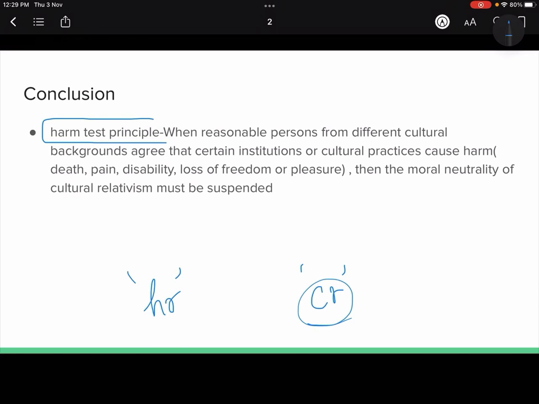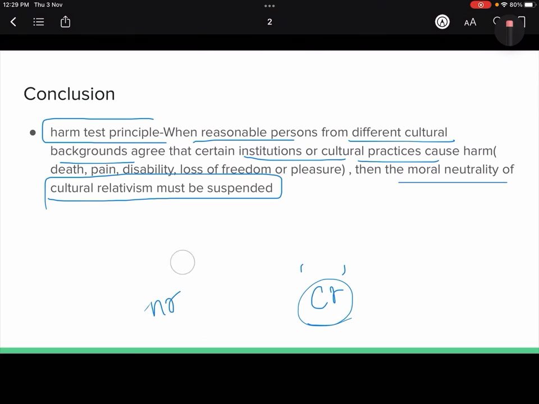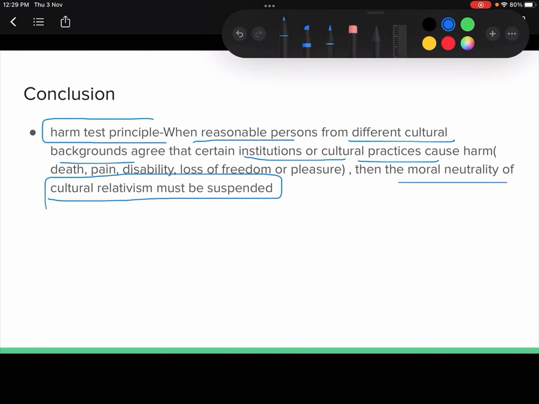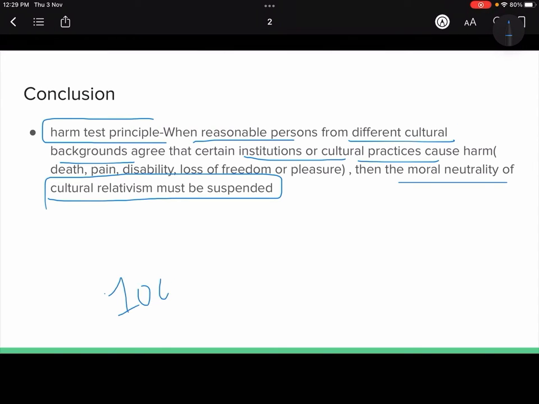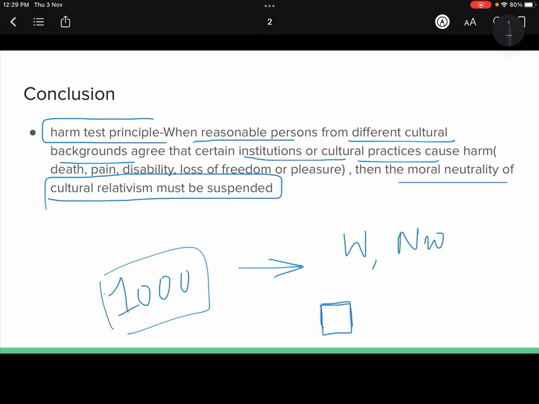In a harm test principle, you believe that when reasonable persons from different cultural backgrounds agree that certain institutions or cultural practices cause harm, then the moral neutrality of cultural relativism must be suspended. What is it saying? For example, you take a good sample of 1,000 people from different cultures, right? Western, non-Western, African, tribal, different cultures, and then you ask every person the same thing. For example, whether it is female genital mutilation. How many believe that female genital mutilation is good? And how many believe that female genital mutilation is bad?